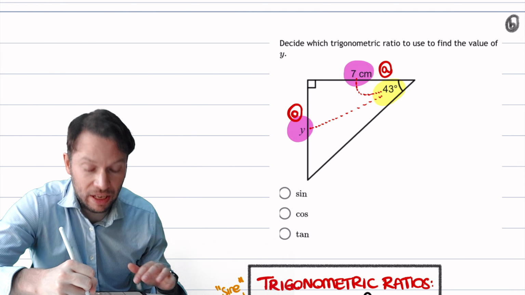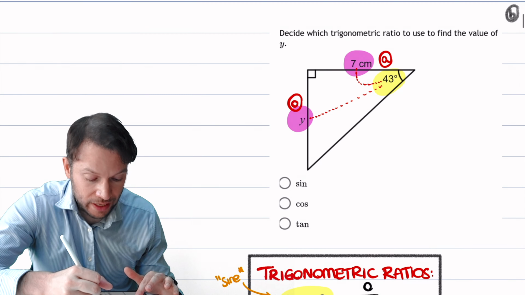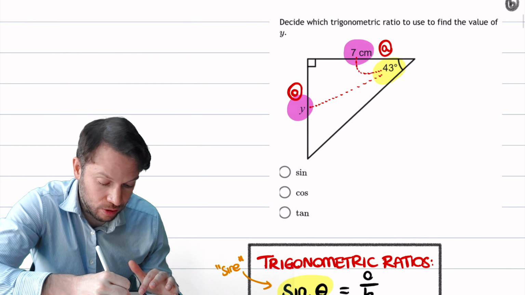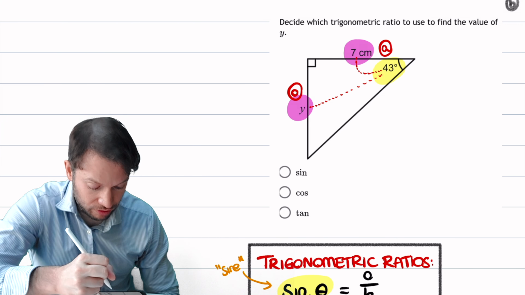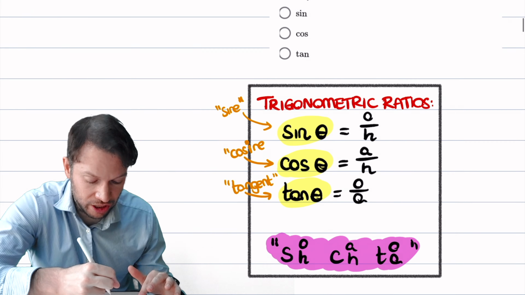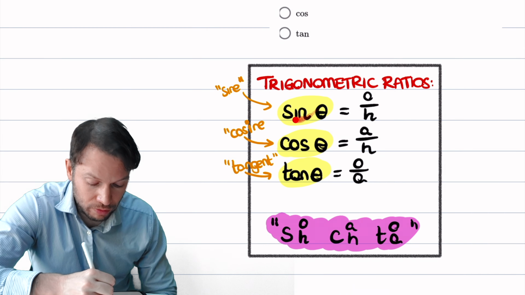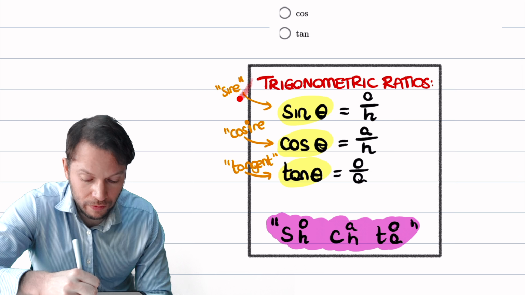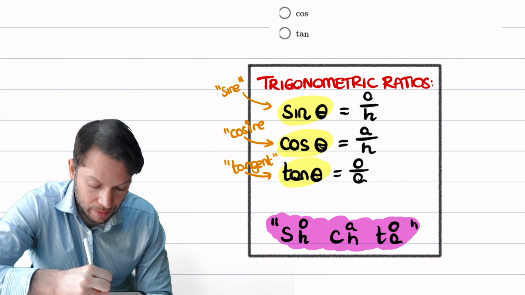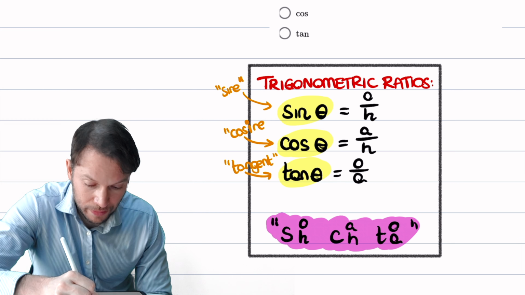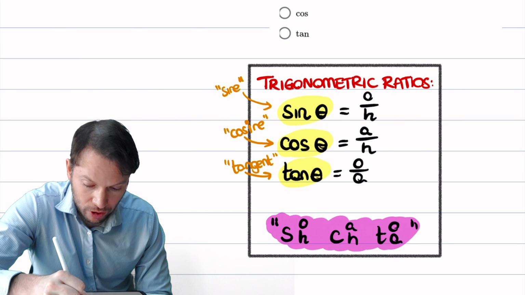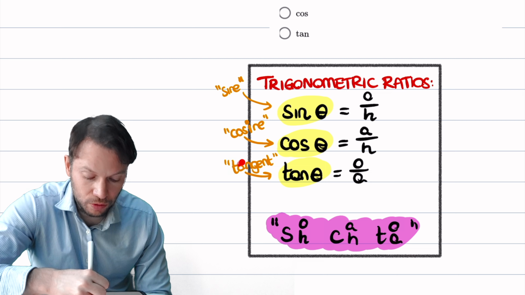Now, trigonometric ratios are a way to relate this angle here with the ratio of these two side lengths of interest. We have three trigonometric ratios. We've got sine, written sin of an angle. The full version of that word is sine. Then we've got cos of theta, and cos is short for cosine. And finally, we've got tan, and that is short for tangent.